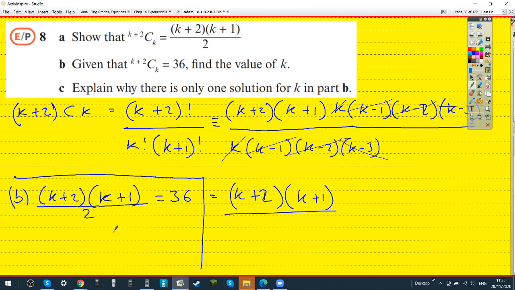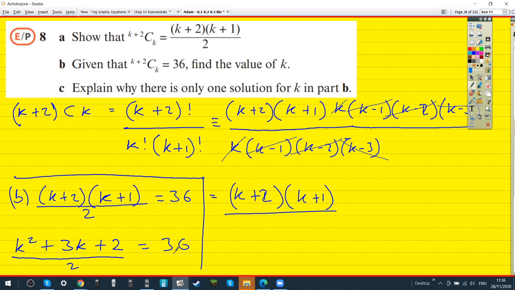So could you multiply the brackets first? Yep. So it'd be k squared plus 3k plus 2 on the top, divided by 2, equals 36. Okay, what's next? And then can you divide everything by 2? What do you mean by divide everything by 2? Because on the bottom of the fraction it says divide by 2.